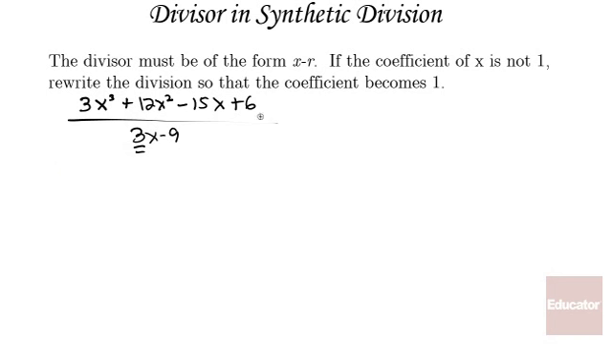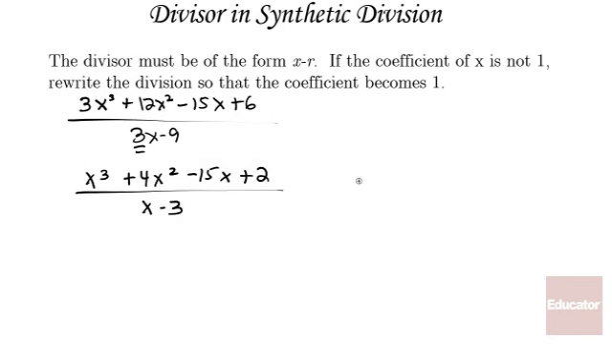So I'm going to divide each term by 3, and that's going to give me x cubed plus 4x squared minus 5x plus 2 divided by x minus 3. Now I can go about synthetic division in the usual way. And as you'll see here, I lucked out, and dividing things by 3 still kept everything as integers. However, it's very possible that when you divide by this number, you're going to end up with some fractions. So that is a drawback, and it makes it more complicated, but it's necessary to do this in order to use synthetic division.